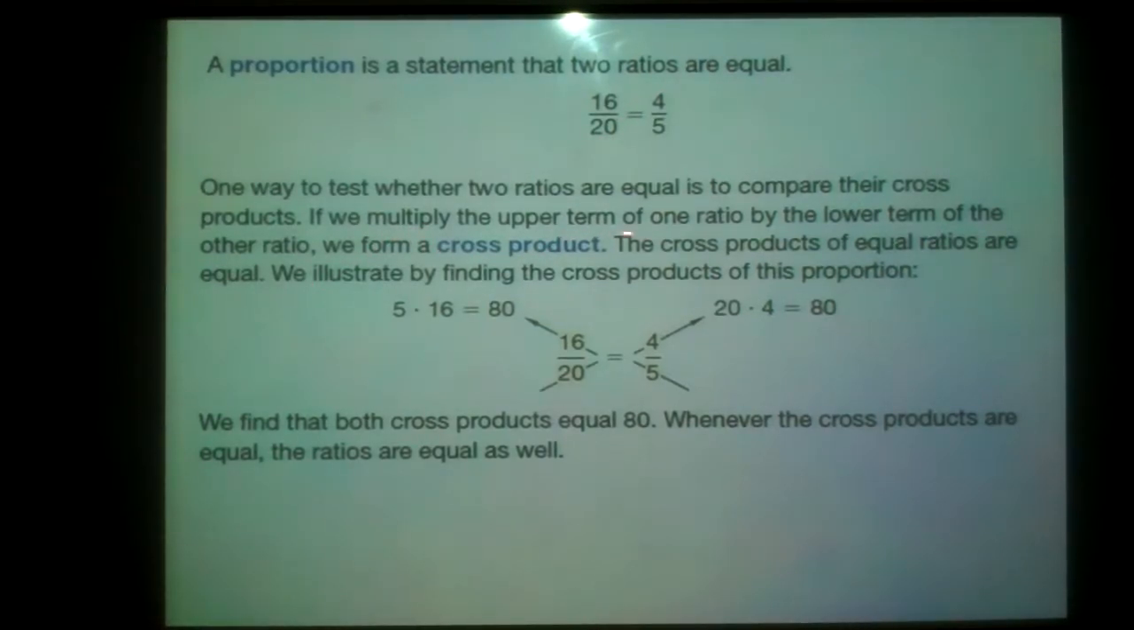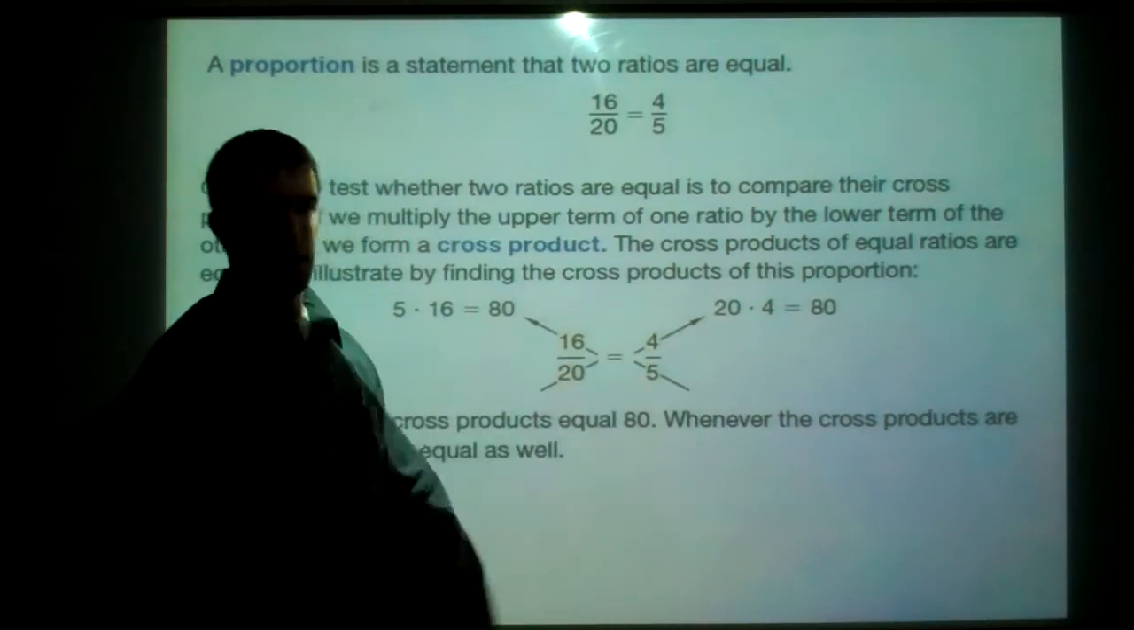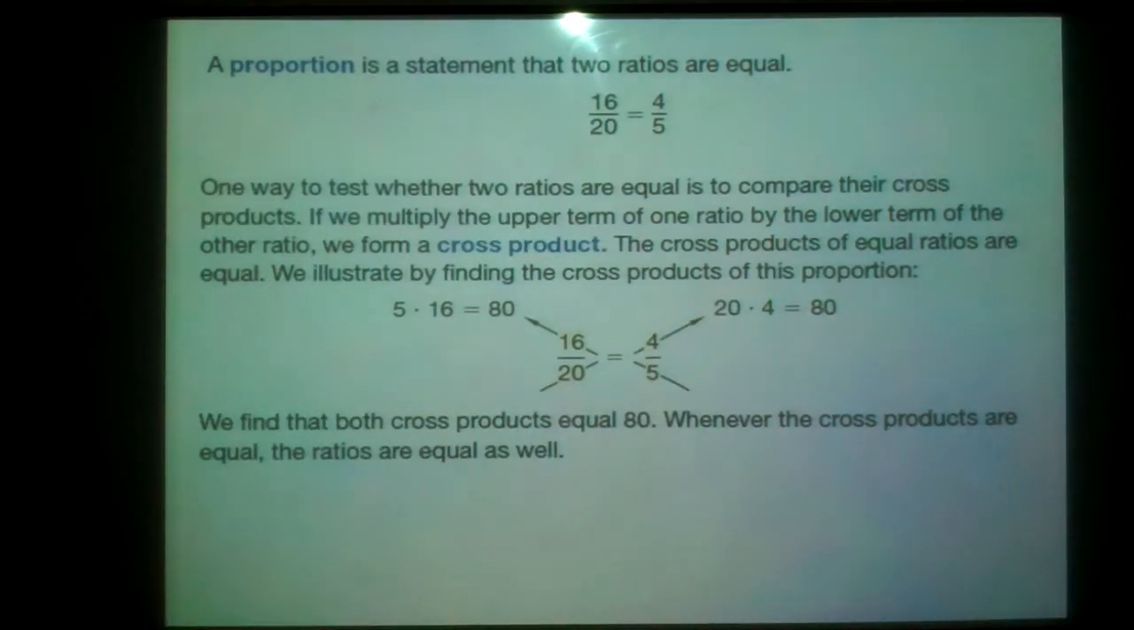We can determine if ratios are equal, and these two happen to be, which we will prove in a second, if we multiply the upper term of one ratio by the lower term of the other ratio, and we form a cross product. And if those cross products are equal, the ratios are equal. Okay? So what they did here is they took 5 times 16 and they got 80, and 20 times 4 and they got 80. So if these cross products are equal, then we have equal ratios.